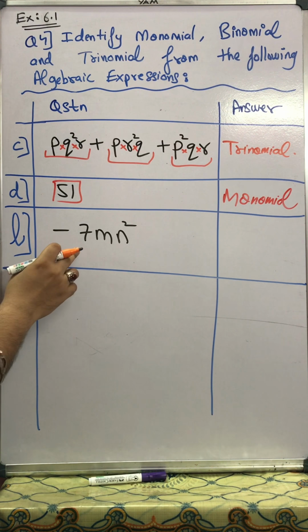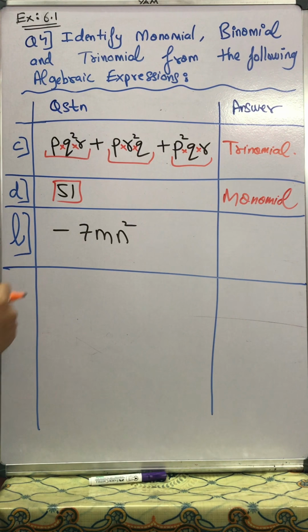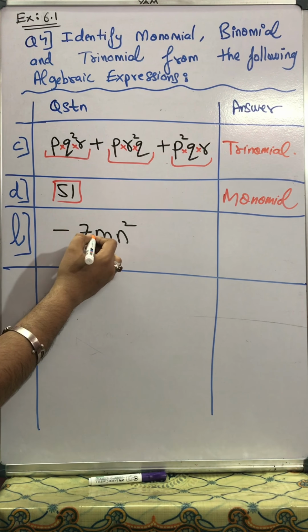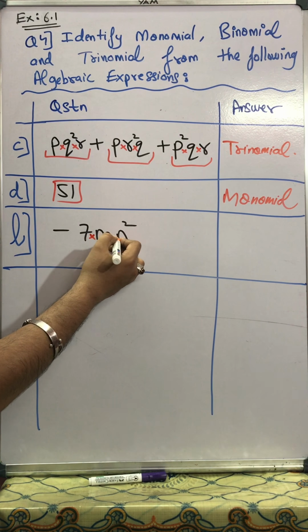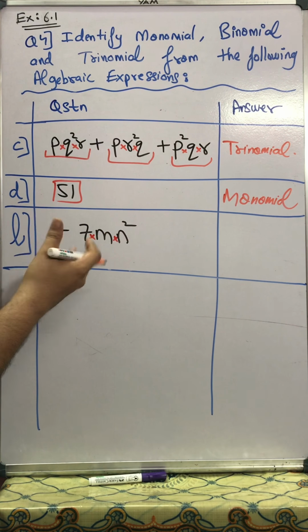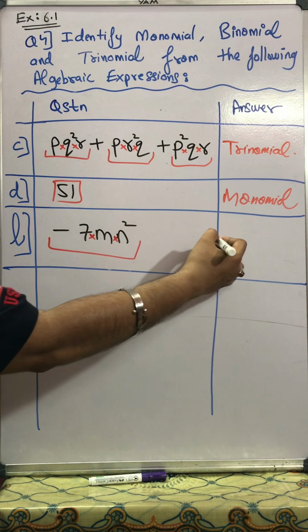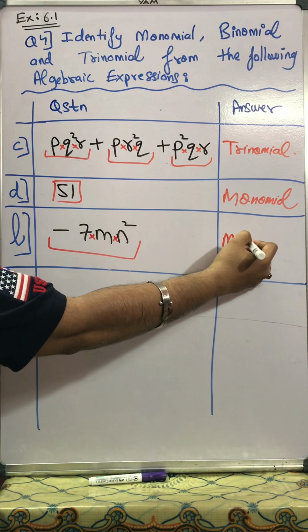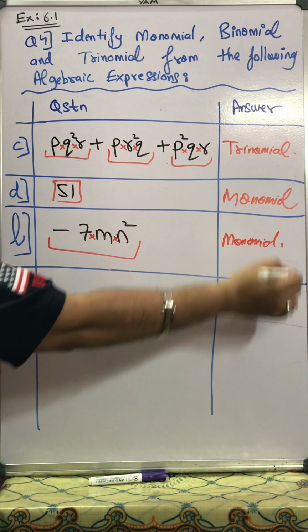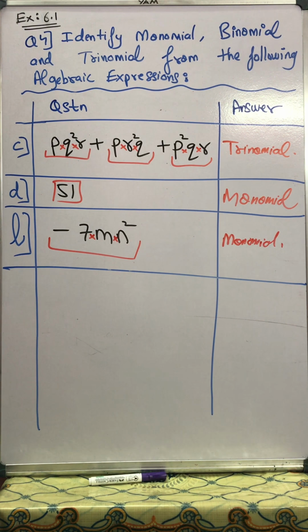Okay. So once again, can I say we have 3 terms here? Of course not. This minus 7 is multiplied with m and m is multiplied with n square. When no signs are given, it's multiplication. So this complete expression is one term, and one term again means monomial. Okay. Hope you understood the discussion. Please do it by yourself now.